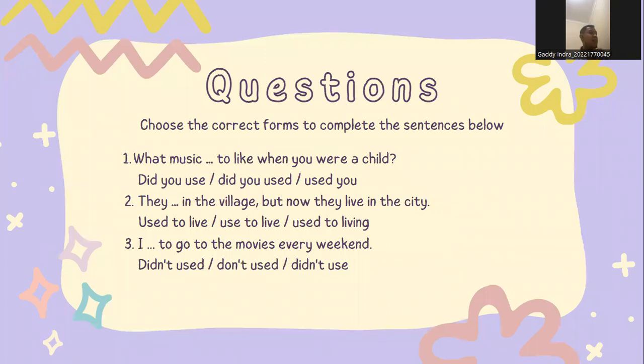The question is, choose the correct form to complete the sentence below. 1. What music blah blah blah to like when you were a child? A. Did you see? B. Did you use? Or C. Used you? 2. They blah blah blah in the village, but now they live in the city.